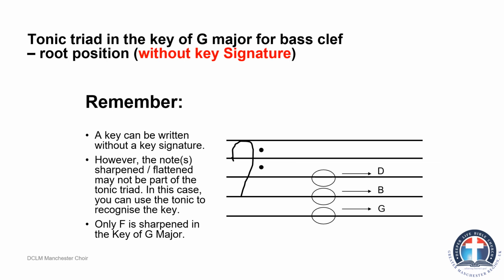Tonic triad in the key of G major for bass clef, root position, without key signature. Again, take notes. There are times that the note sharpened or flattened may not be part of the tonic triad or part of the notes. In this case, how do you identify your tonic triad? Look at the tonic. And what is the tonic here? Tell me. G. So G is the tonic. So our key here is G major.